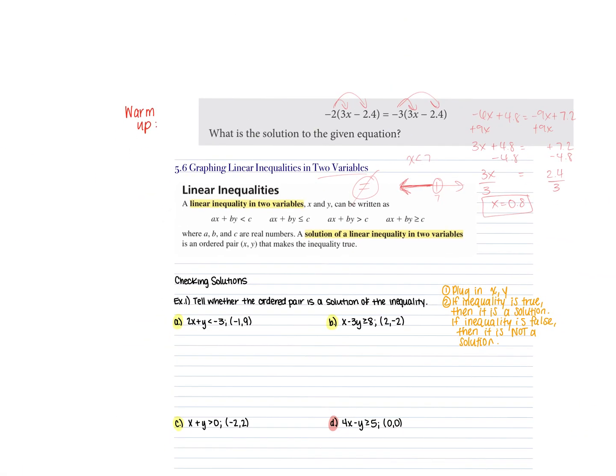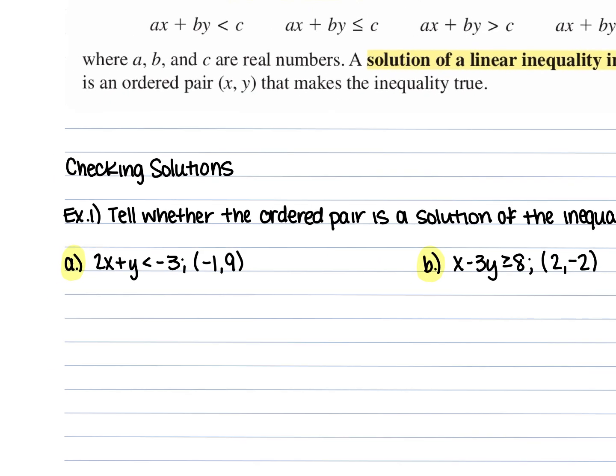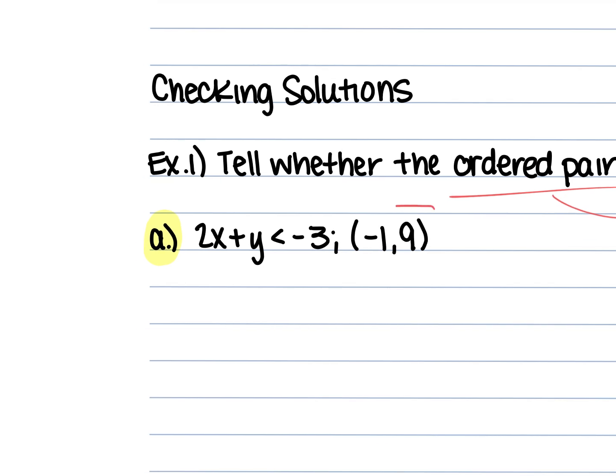All right. So the first thing that we're going to do is tell whether these ordered pairs are solutions of the inequalities, right? Do you guys remember when we had an ordered pair and we would determine whether it was a solution of the system of equations? What would we do with that ordered pair? Karen? You'd plug it in. We do the same thing here. So we're going to take this -1, 9.